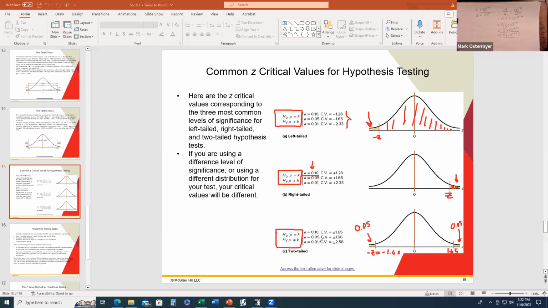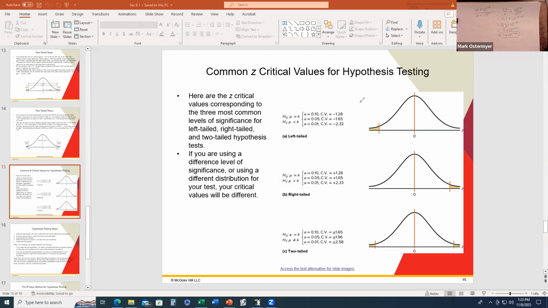If you're testing at 5%, then 2.5% of the area is allocated equally to the lower and upper tail rejection region, in which case typing in 0.025 for the area to the left of your critical z-value would give you a critical z-value of negative 1.96. And by symmetry, your upper tail critical z-value would be positive 1.96. Testing at 1%, 0.005 would be the area of your lower and upper tail rejection regions. You type in 0.005 and get a critical z-value of negative 2.58. And by symmetry, your upper tail rejection critical value would be 2.58.